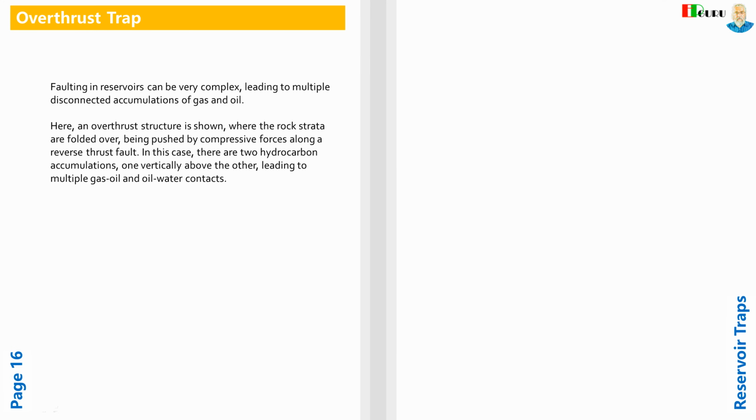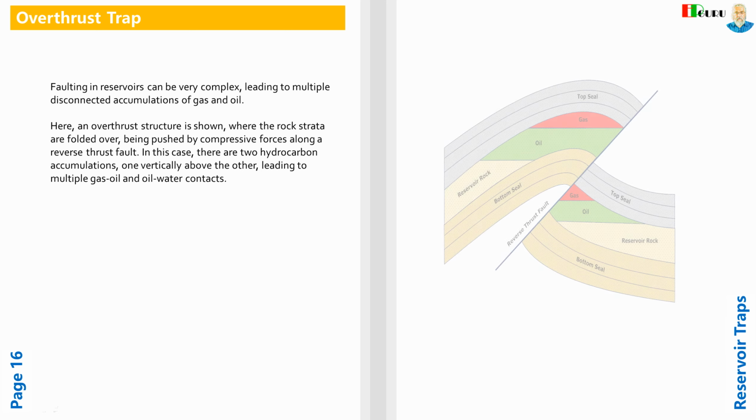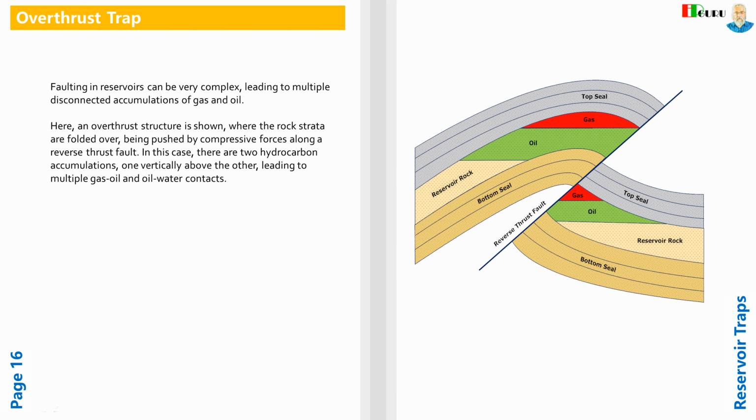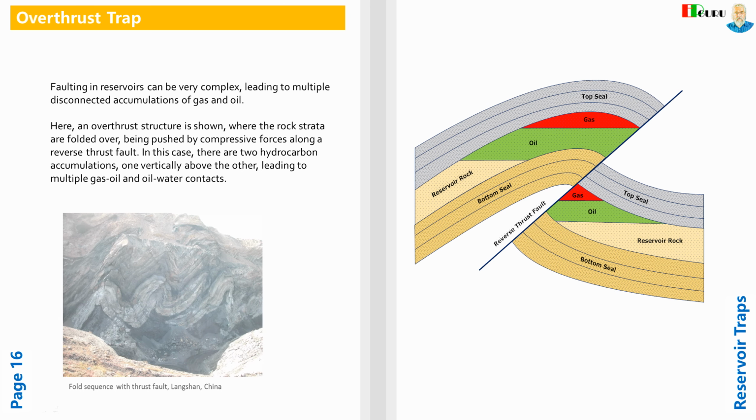Faulting in reservoirs can be very complex, leading to multiple disconnected accumulations of gas and oil. Here, an overthrust structure is shown, where the rock strata are folded over, being pushed by compressive forces along a reverse thrust fault. In this case, there are two hydrocarbon accumulations, one vertically above the other, leading to multiple gas-oil and oil-water contacts.